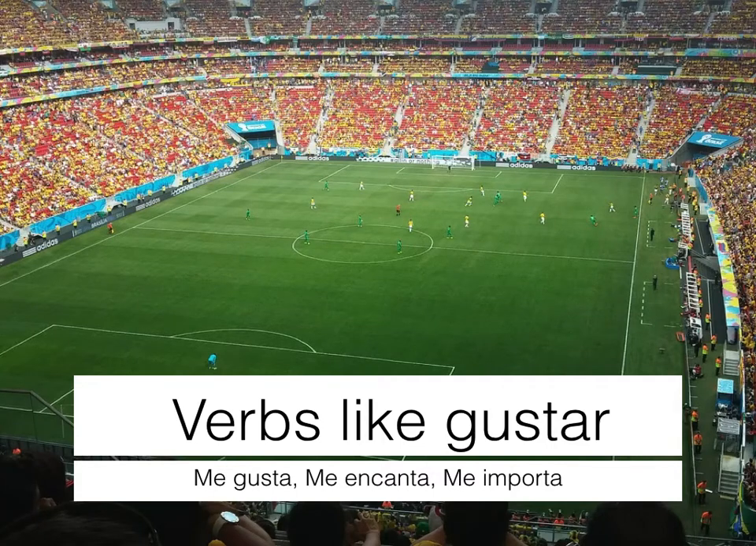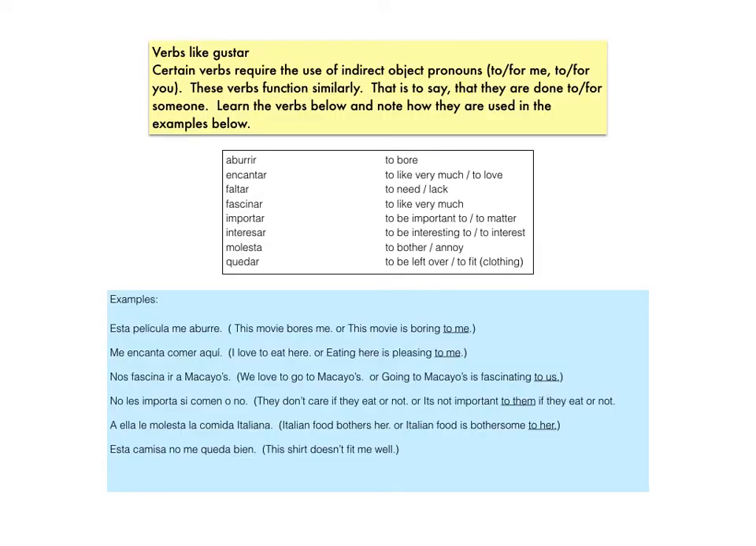In this section, we will cover verbs that are like gustar. Gustar is a verb that requires the use of an indirect object pronoun. Now, just to remind you, indirect object pronouns are pronouns that express to or for someone. So, certain verbs require the use of indirect object pronouns, to or for me, to or for you, etc.